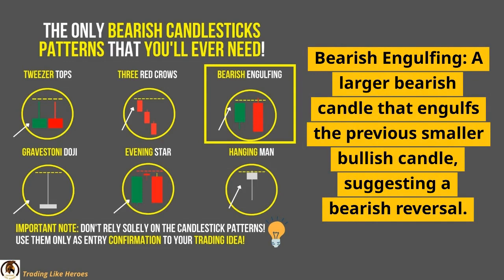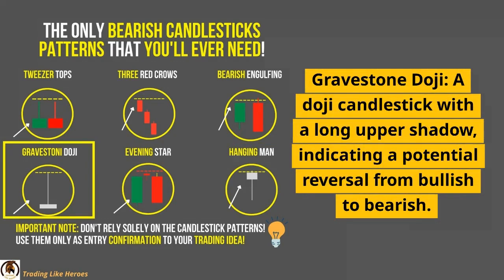Bearish engulfing: a larger bearish candle that engulfs the previous smaller bullish candle, suggesting a bearish reversal. Gravestone doji: a doji candlestick with a long upper shadow, indicating a potential reversal from bullish to bearish.